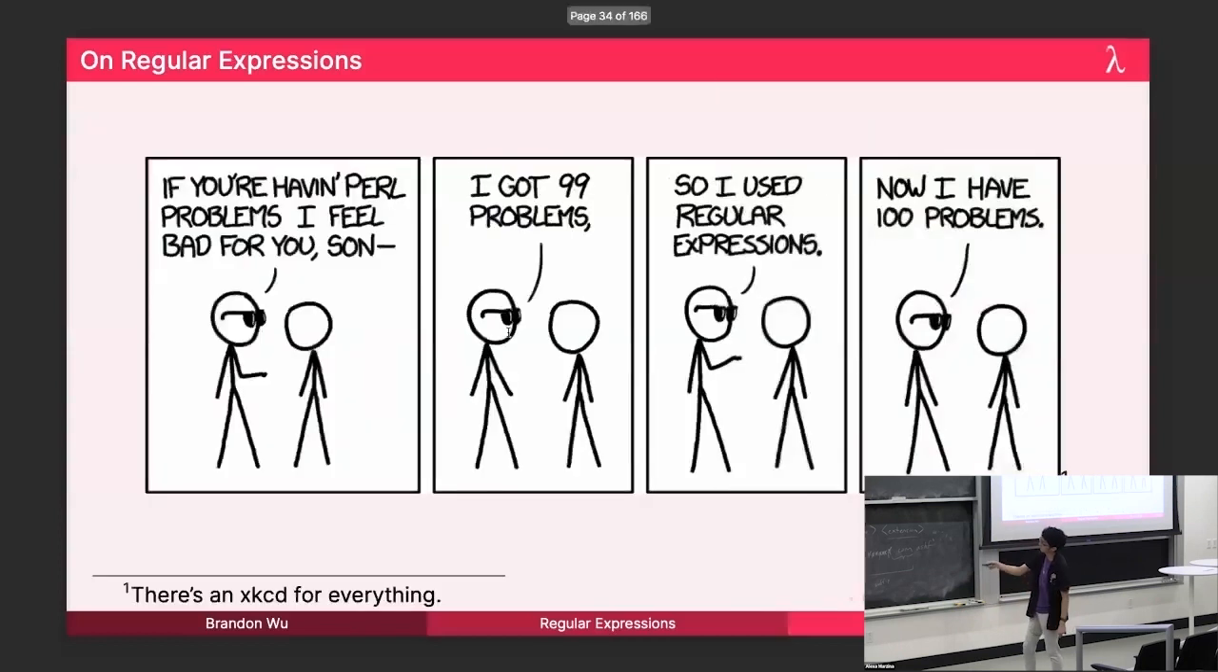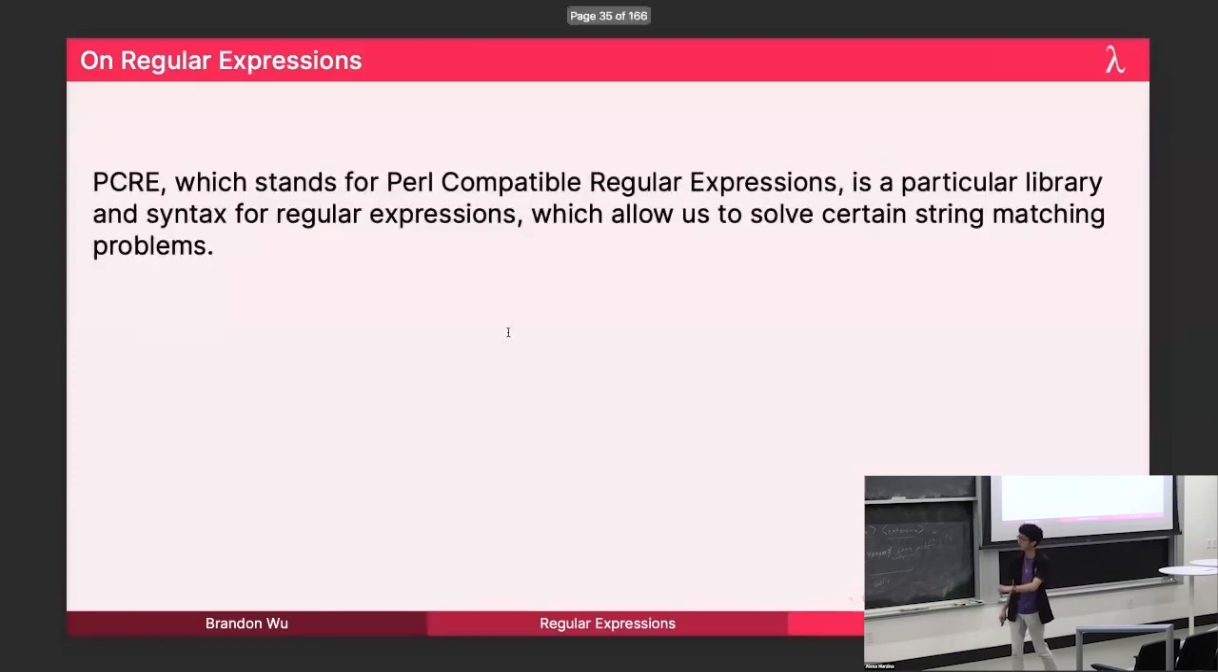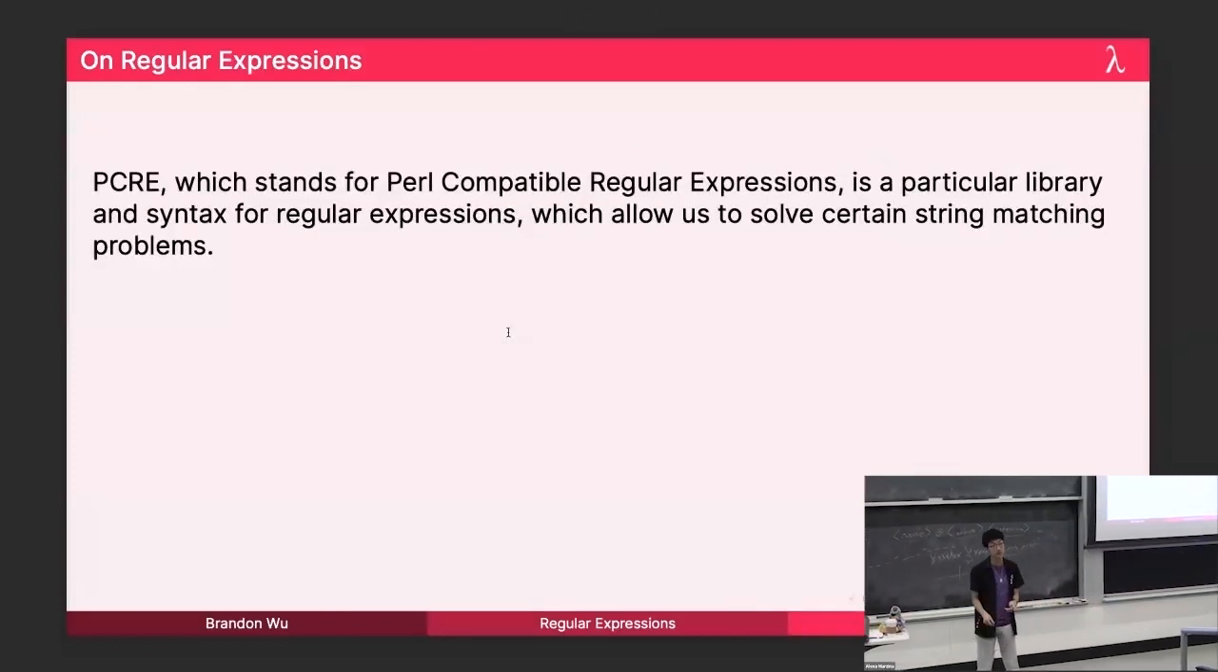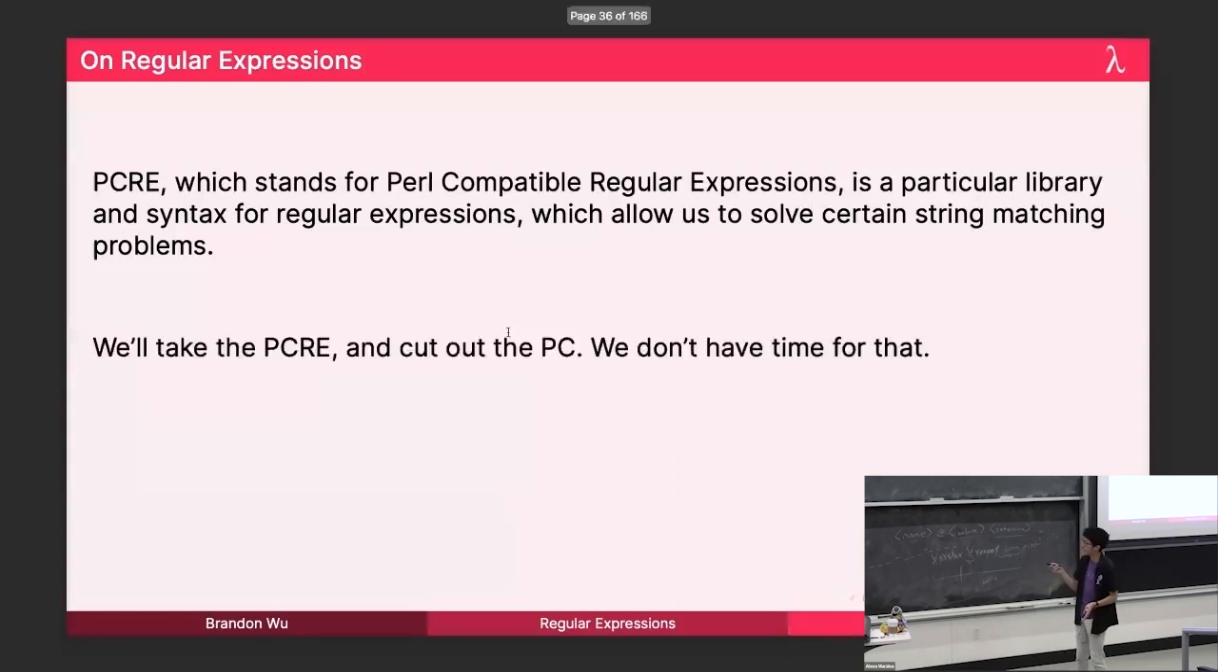And the second thing is also a similar one where this guy's got 99 problems, so he uses regular expressions, and then now he has 100 problems. It's easy to use regular expressions wrong, but thankfully we're not going to be using regular expressions. We're going to be learning about how they work. Okay? So PCRE stands for Perl Compatible Regular Expressions. It's an old library for regular expressions and a syntax for regular expressions. And we're going to take that and drop the PC because we don't have time for it. We're just interested in the regular expressions.